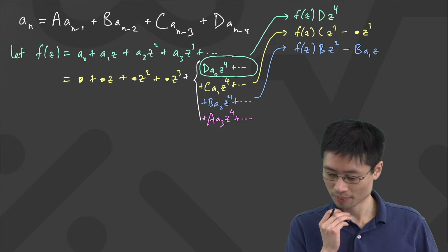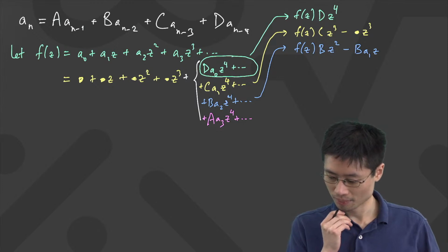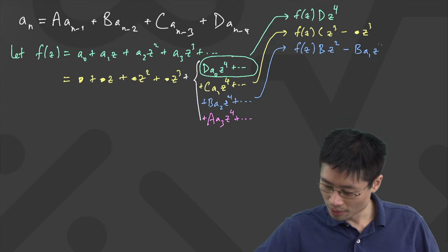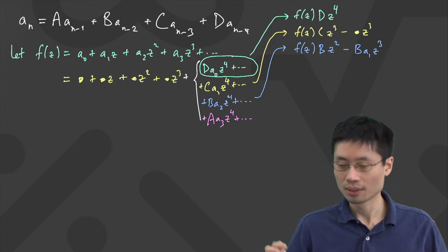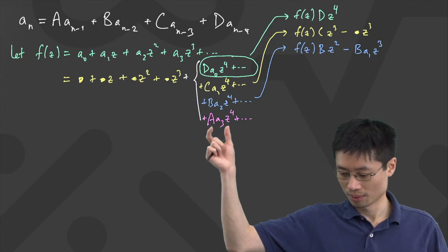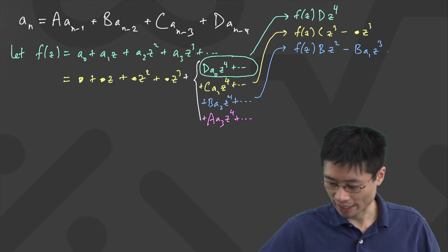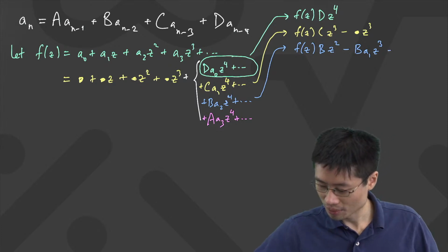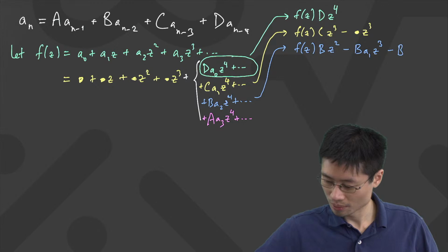So I think it would be BA1Z cubed, right? Yeah. F of z, b z squared. Right. A1 term would be BA1Z cubed. Okay. And what else do I have? And then B a sub 0 z squared.